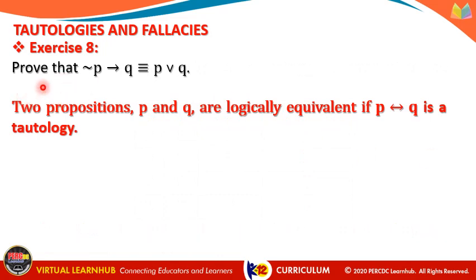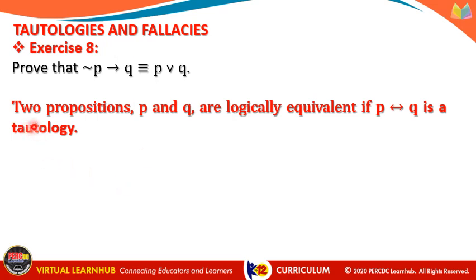Prove that the conditional proposition if not P then Q and the disjunction of P and Q are logically equivalent. Now, there is another application of tautology. Kindly remember this one.